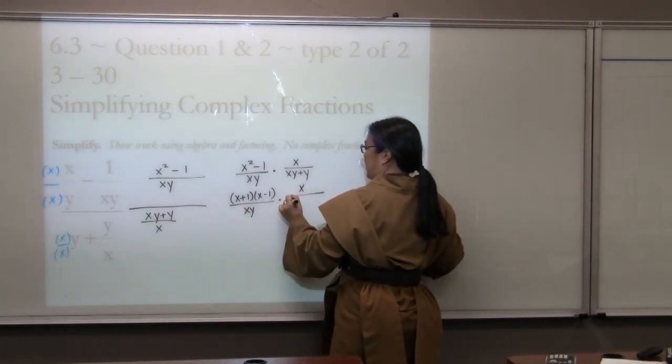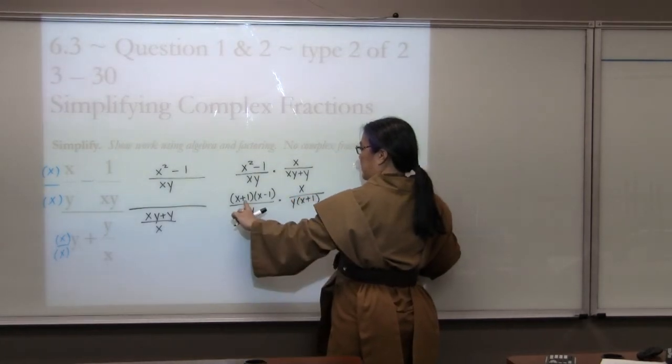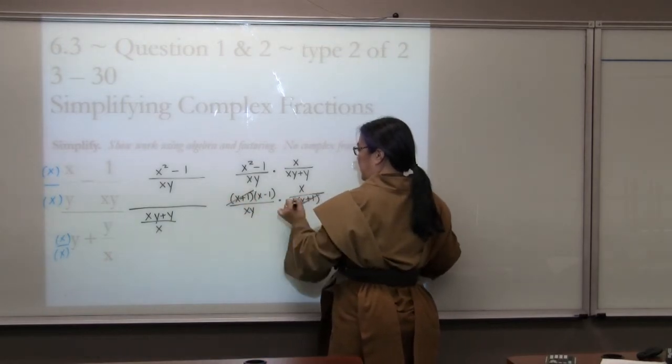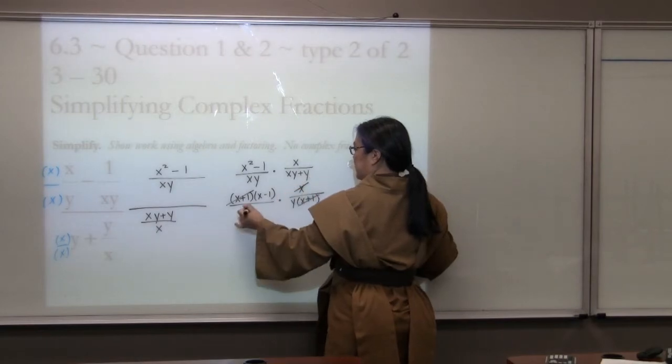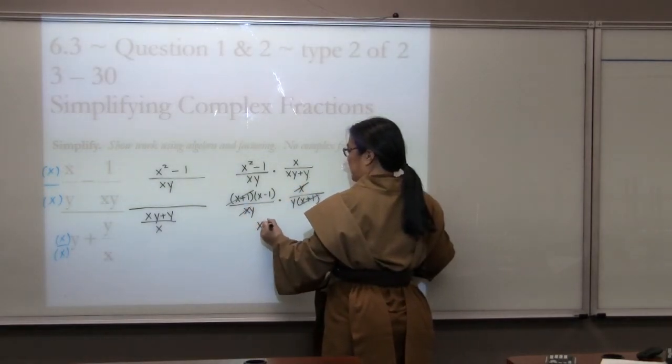Here we have our greatest common factor. And we're going to look, x plus 1 on the top and on the bottom. X minus 1, plain x, and that's it. So x minus 1 over y.